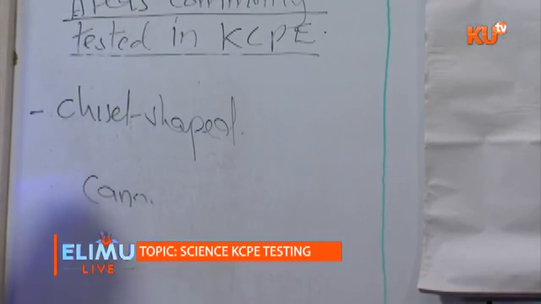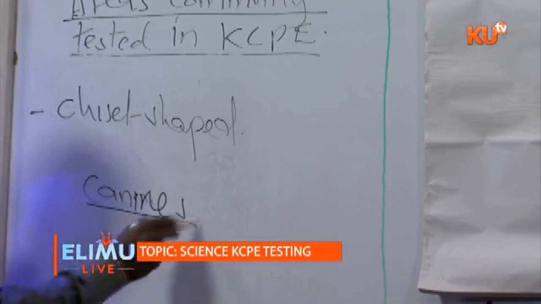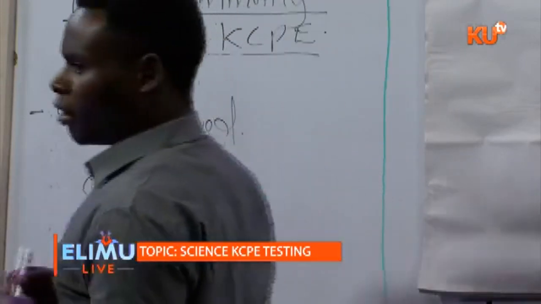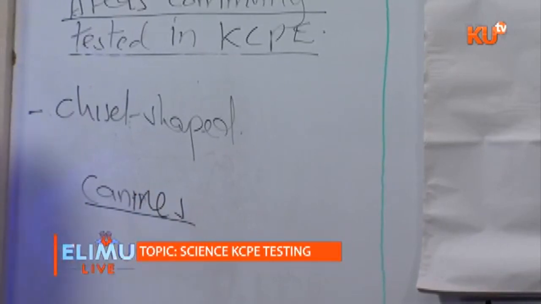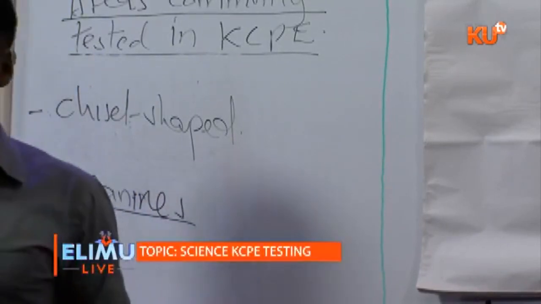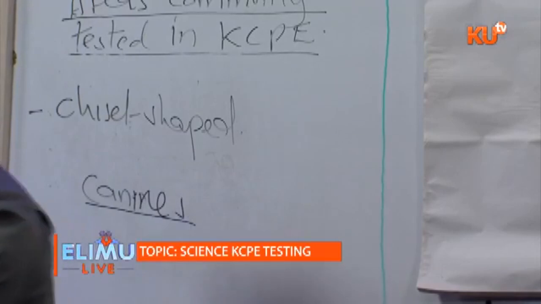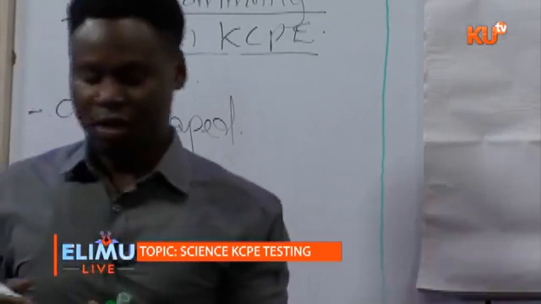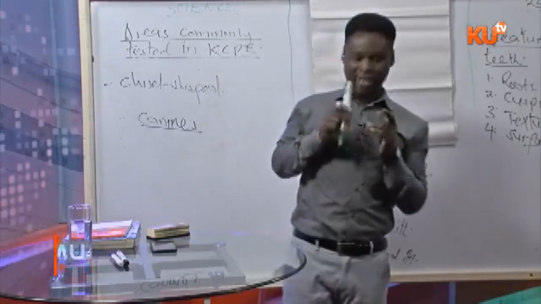Canines. Now, how do you describe canines? Remember, we say that canines are used for tearing, nipping, and piercing.